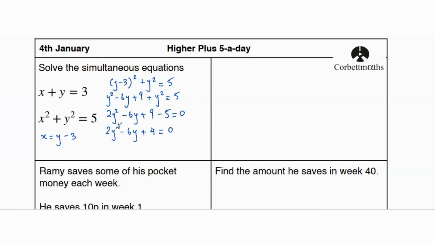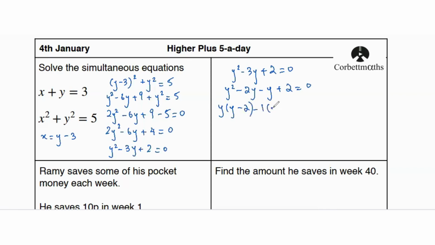We can simplify this by dividing the entire equation by 2. So that's going to be y squared minus 3y plus 2 equals 0. Now let's factorize this. We know that 2 times 1 is 2 and 2 plus 1 is 3. So y squared minus 2y minus y plus 2 equals 0. Y common, y minus 2, minus 1 common, y minus 2 again. So that's y minus 2 times y minus 1 equals 0.